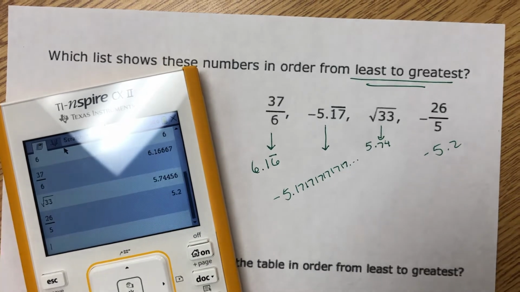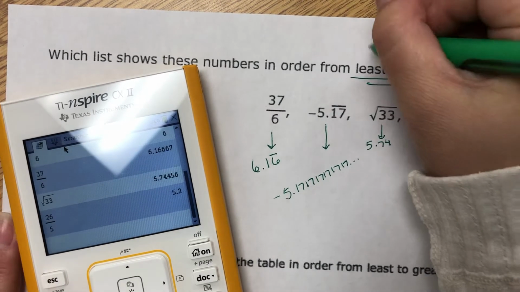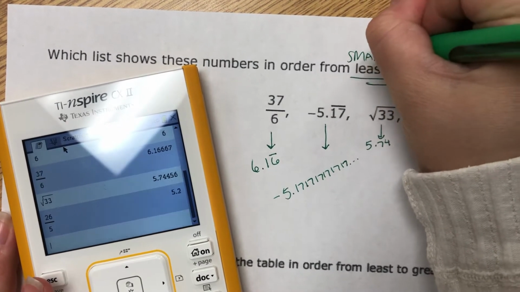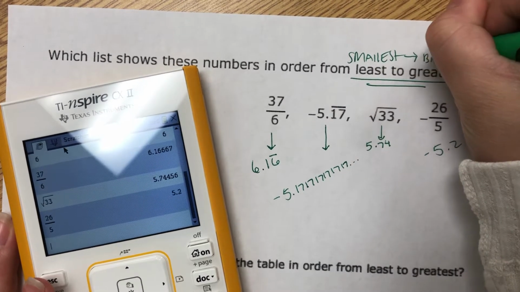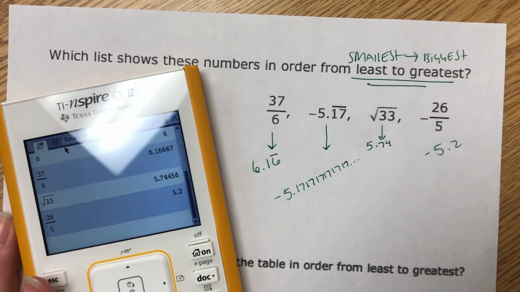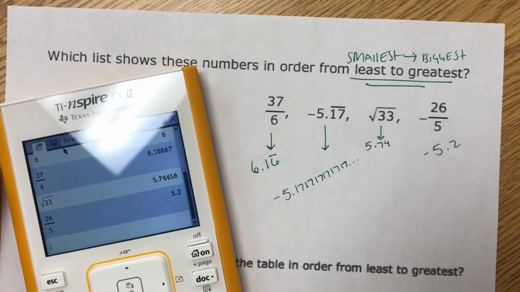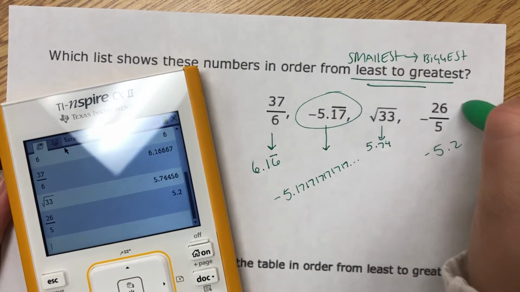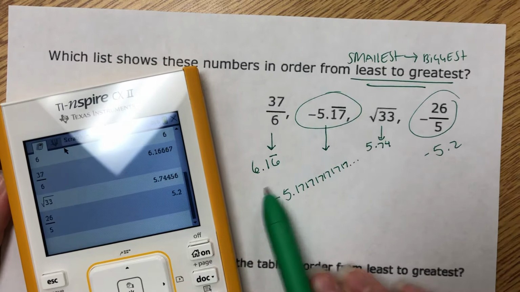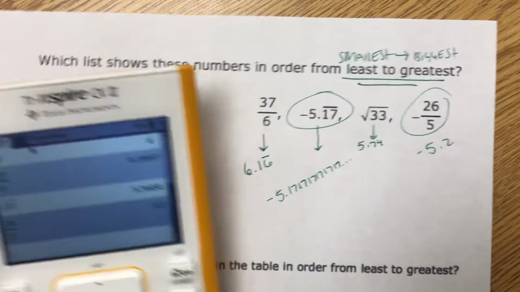That's important. All right, so since we're ordering these from least to greatest, which is smallest to biggest, we are looking for the smallest numbers first. Now, the nice and easy thing about this is these negative numbers right here are definitely smaller than these positive numbers. So we have to put those first.